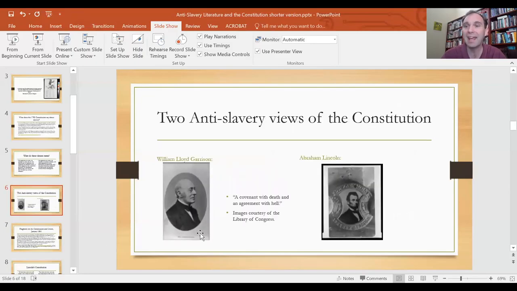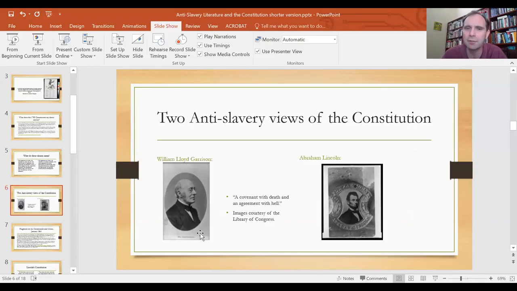So, two anti-slavery views of the Constitution, represented by two figures who may be familiar to you. One of them almost certainly is, one of them may be less familiar. The person on the right, of course, is Abraham Lincoln. This is from campaign materials available at the Library of Congress, which is the happiest website in the whole world because in addition to being an actual physical library, its website contains a tremendous array of images. And it's great to kind of browse around and find images on it.